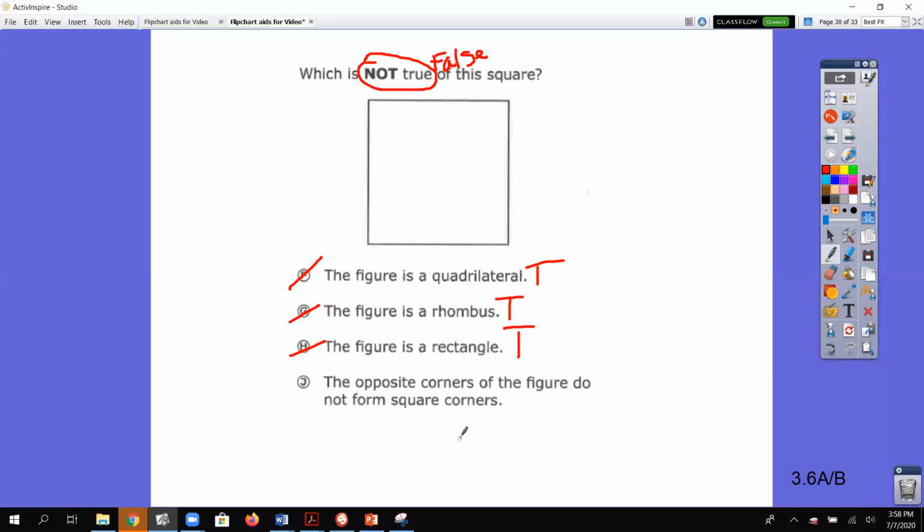The opposite corners of the figure do not form square corners. Actually, they do. All of them form square corners. They're all right angles. And they put that they do not. So that's false because they do. So this is a false one.